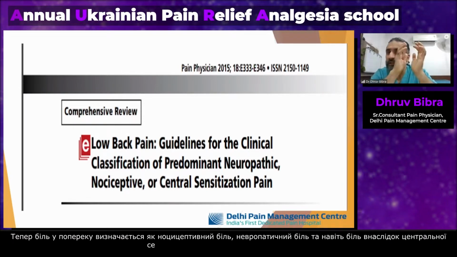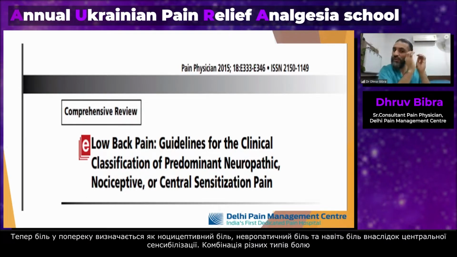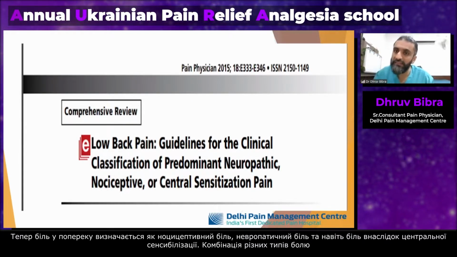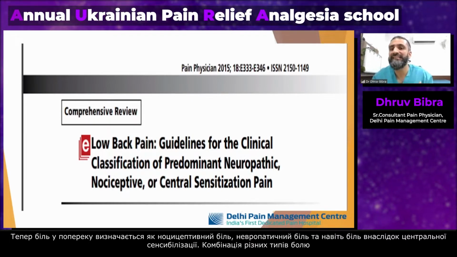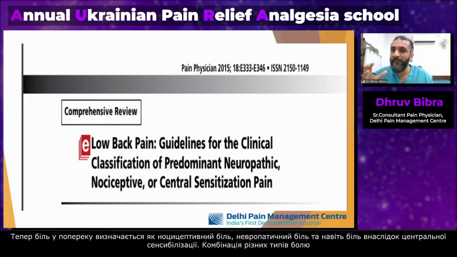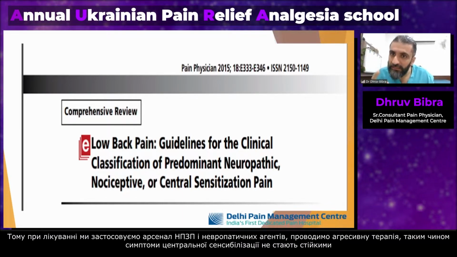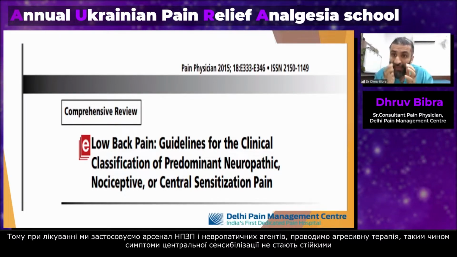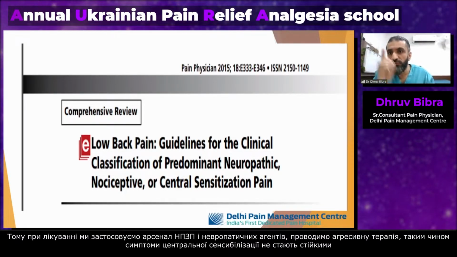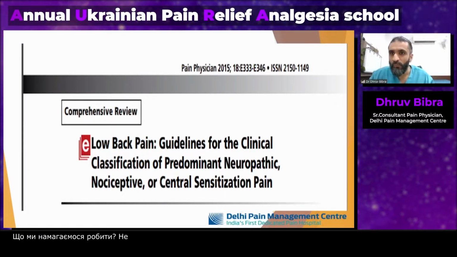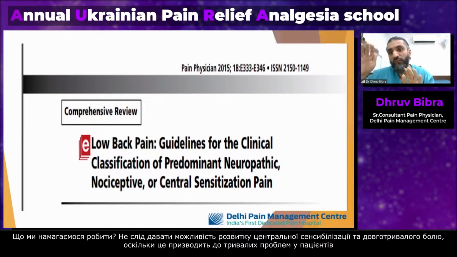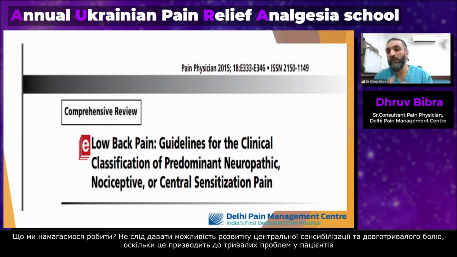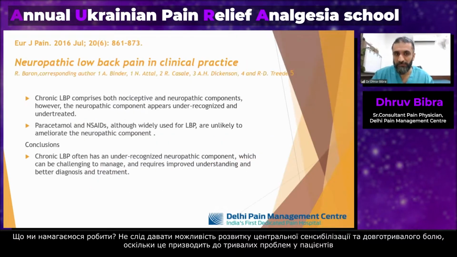In fact, now low back pain is looked at as nociceptive pain, neuropathic pain, and even central pain, which we call central sensitization. So it is a combination of pain. That is why, when we are trying to manage it, there is a rationale for giving NSAIDs, and a rationale for giving neuropathic agents aggressively so that symptoms of central sensitization do not set in. What we are trying to do is prevent any setting in of central sensitization or long-duration pain, because that can bring about a lot of long-term issues for the patient.